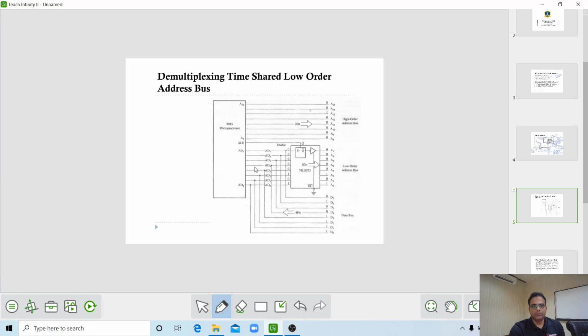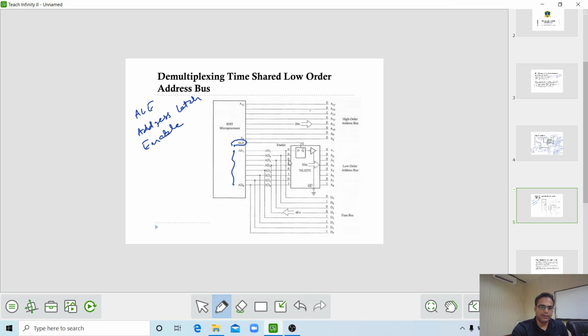To demultiplex these time shared buses, a concept will be used here, which is explained in this diagram. One important signal is the ALE signal. This ALE stands for address latch enable. ALE plays a very important role in demultiplexing these time shared lines. These are the time shared 8-bit low order address bus, which is also used as data.